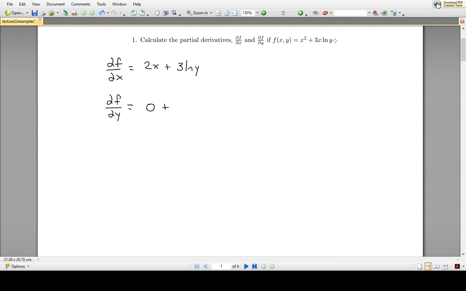So if I take the derivative of this with respect to y, what I get is that constant times 1 over y, because the derivative of the logarithm of y with respect to y is 1 over y. So if I just clean this up a little bit, the answer is 3x over y.